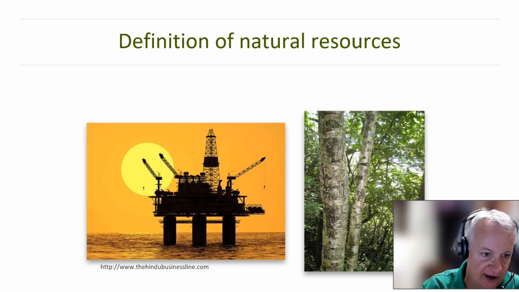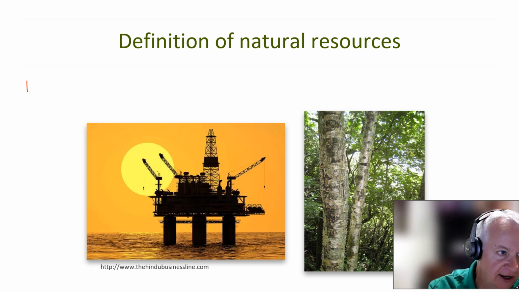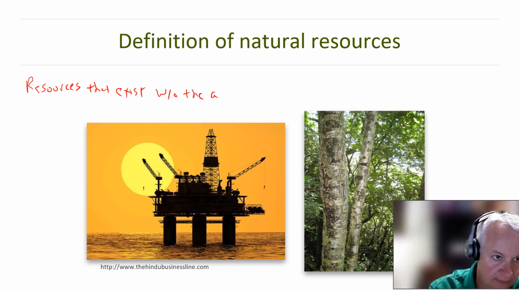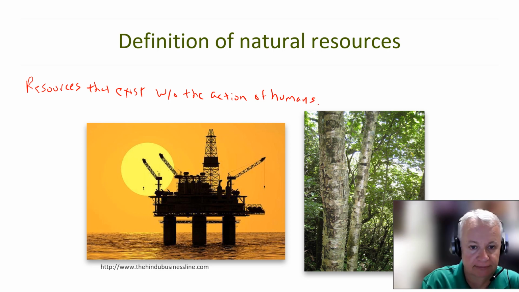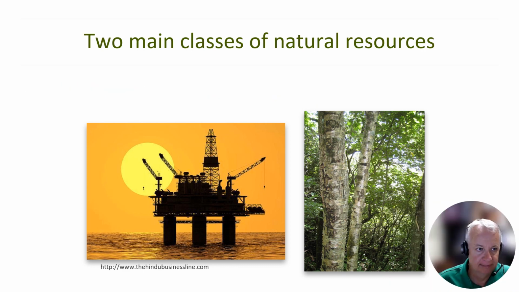It can be helpful to start with a definition. So one definition of natural resources are resources that exist without the actions of humans. So these are resources that would be there whether we're there playing a part or not. So that's one definition of natural resources. Now there are two main classes of natural resources: renewable and non-renewable.